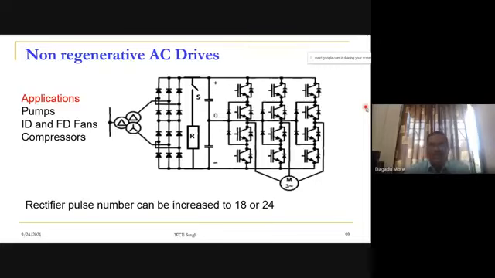Now, the next application we are going for is non-regenerative AC drives, where regenerative braking is not required. There are some applications where we don't require regenerative braking. If you take an example of a pump used in chemical industries, or maybe used in a water distribution system, once the pump is on, it may be on for 24 hours. So it is not a frequent on and off operation.